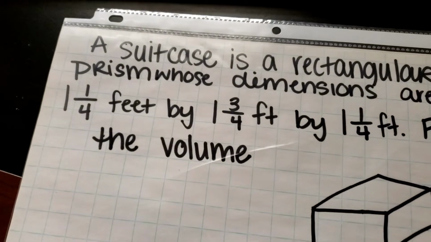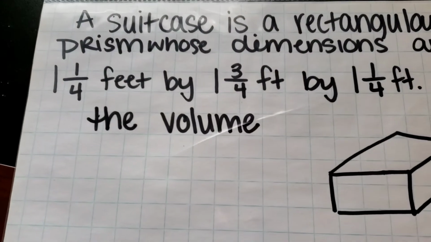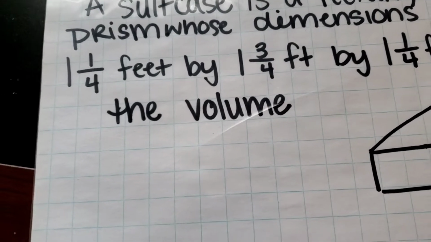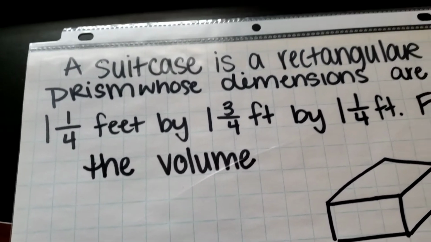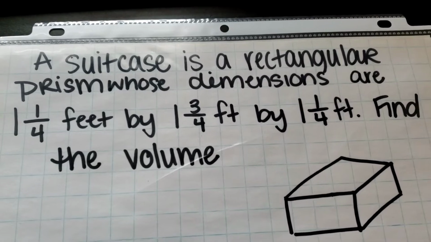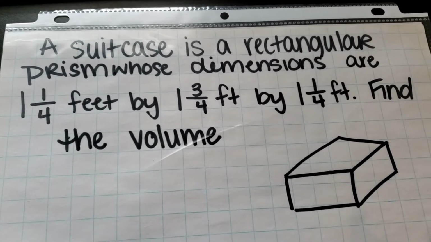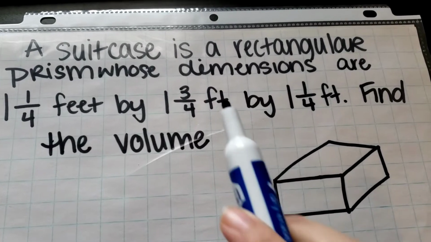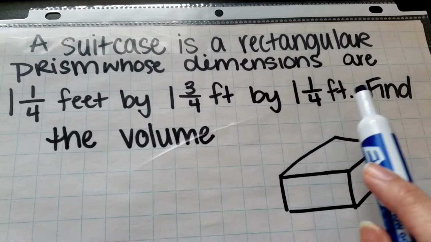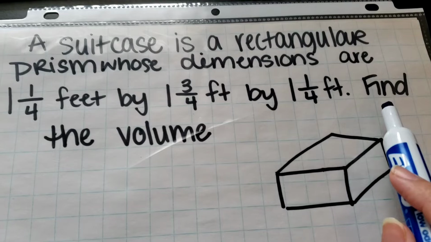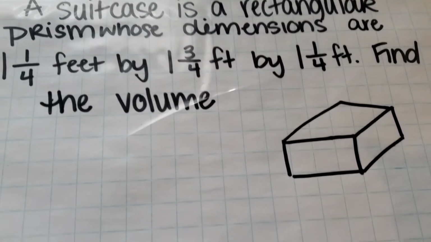So, digging into volume. As you guys see, I need music to help me focus. So, here we go. A suitcase is a rectangular prism whose dimensions are 1 1/4 feet by 1 3/4 feet by 1 1/4 feet. Find the volume of this suitcase.